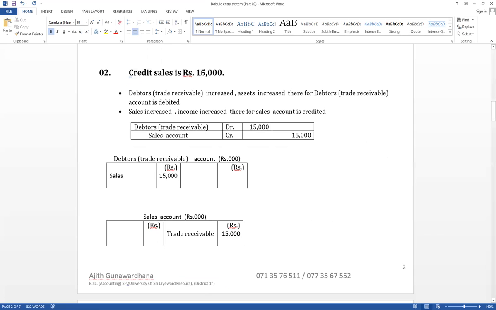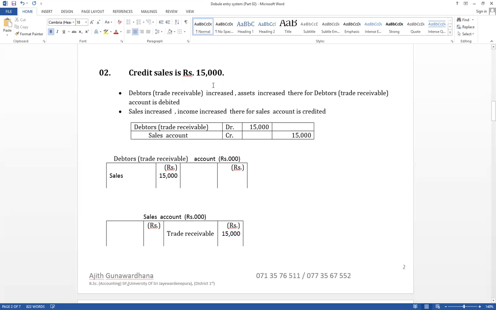As a result of credit sales, sales increase, income increase, and as cash is not received, it is a receivable, called debtors. It is equal to trade receivable. Therefore, trade receivable increases and sales increase. Trade receivable is an asset increase, therefore debtors account debit. Sales is an income increase, therefore sales account credit. So debtors account debit, sales account credit.